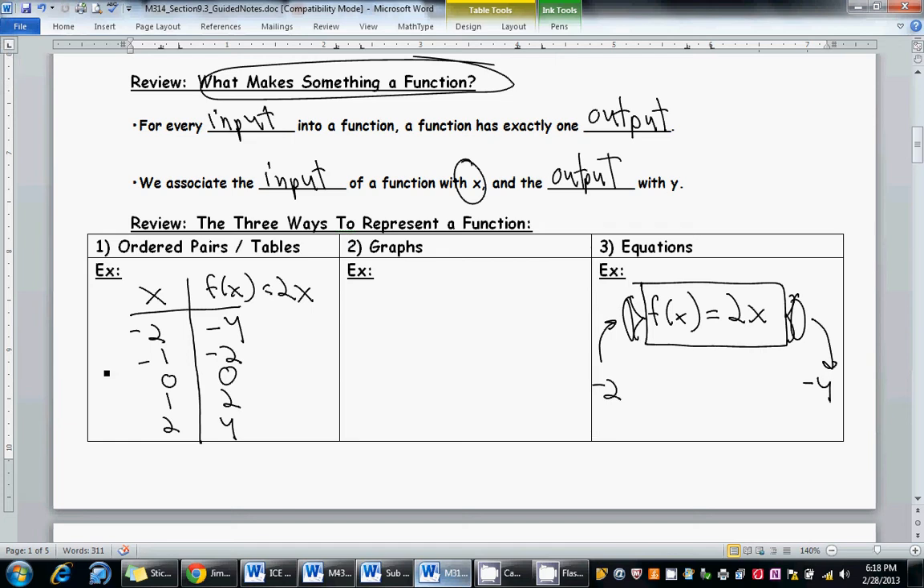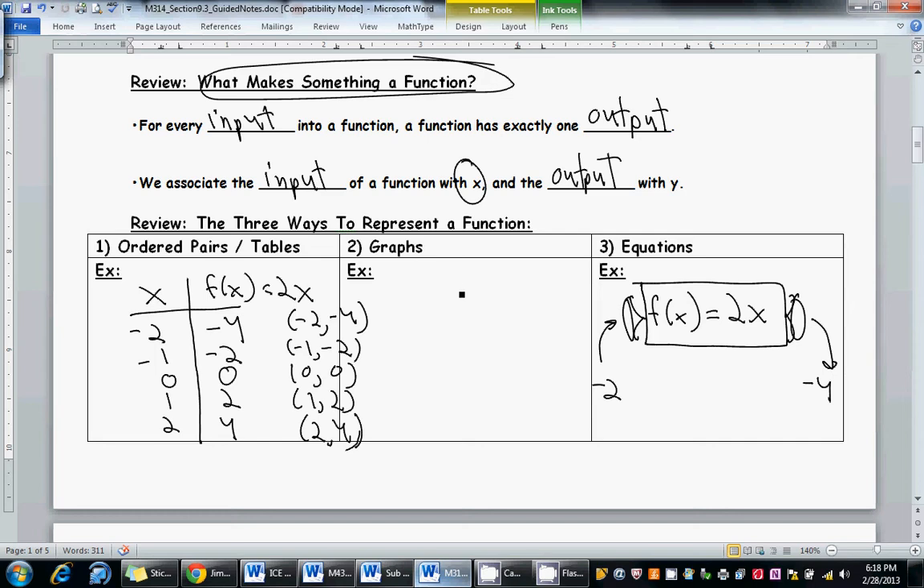Now, remember, all of these tables can also be read as points on my graph. For example, input of -2, output of -4 represents the point (-2, -4). (-1, -2) is also a point. (0, 0), (1, 2), and (2, 4) are all points on my graph here.